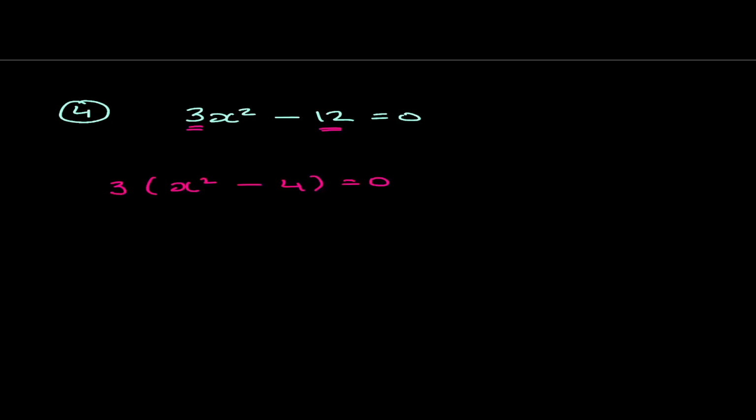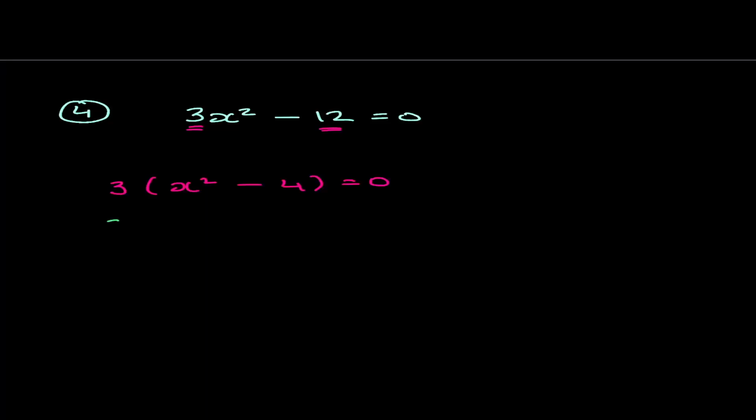Because if you divide 3x squared by 3, you're left with x squared. If you divide negative 12 by 3, you're left with 4. And then you have over here two square numbers with a difference, so you could do difference of two squares. So what does that mean? That basically means you could split that part further.